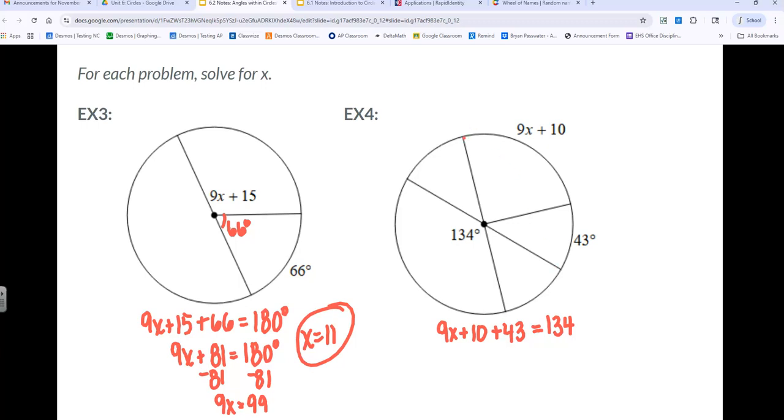134 degrees. Because if I'm focusing on these two lines right here, then this angle and this whole angle would be vertical angles, so they're equal to each other, right? So if this is 9x plus 10 here, and this is 43, then I can just set those two pieces equal to each other. So that is going to be 9x plus 53 equals 134. Like that. How do I finish solving that one, Heston?